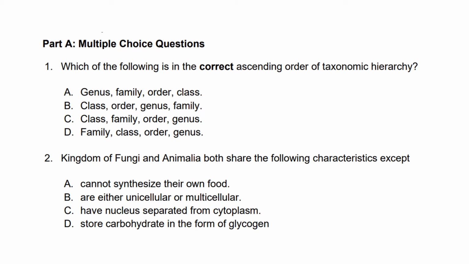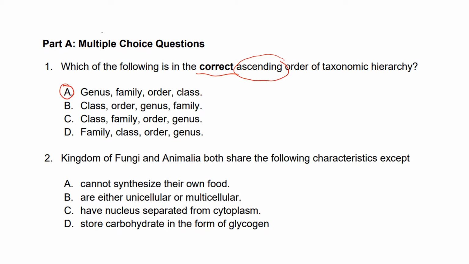In this video, we are going to discuss the exercise on chapter 7, which is on biodiversity. So we are going to look at the first part, A, multiple choice questions. For question number 1, it says, which of the following is in the correct ascending order of taxonomic hierarchy? When the question asks for ascending order, we must start with the lowest ranking first. So the answer would be A.